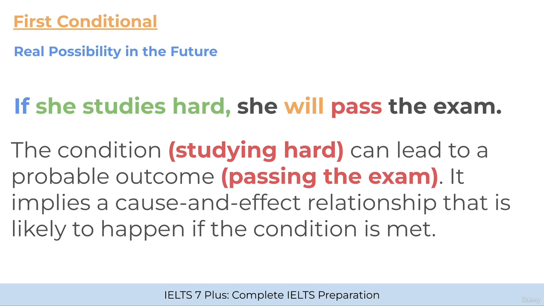Okay, so this is the condition. Studying hard is the potential condition. And if this happens, then this can lead to a probable outcome. We're not sure, we can't be 100%, but it is likely that this will happen, that she will pass the exam. So there is this cause and effect relationship that if one condition is met, then something else, another condition will take place.